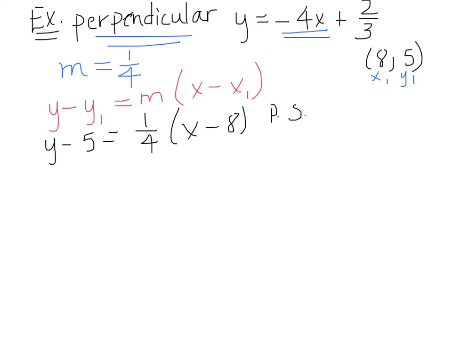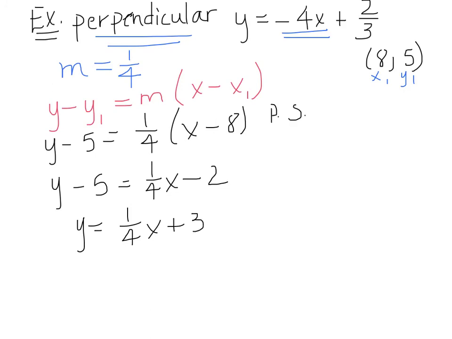And I'm going to do all three again. So I'm going to keep going with distributing. That's 1/4 x minus 1/4 of 8, or 8/4, which is 2. Add 5 to both sides. So that'll be y equals 1/4 x plus 3, slope-intercept form.